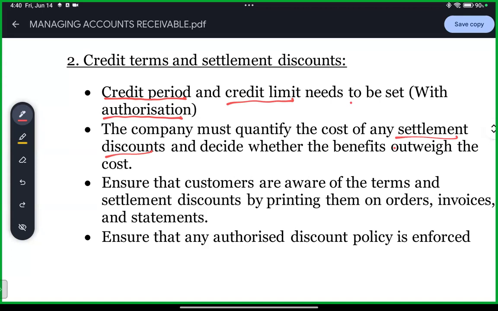And when you evaluate that, you should check whether the benefit outweighs the cost. As a finance manager, your focus should always be on benefit and cost. So if you provide settlement discount, does the benefit outweigh the cost, or is the cost above the benefit? You have to evaluate, and then only you should decide whether to give the settlement discount or not. Ensure that the customers are aware of terms and settlement discounts by printing them on the orders or invoices. That is also very important. Ensure that any authorized discount policy is enforced. So the idea is pretty simple. You can set the terms and conditions of that credit sale, but all of them should be authorized.